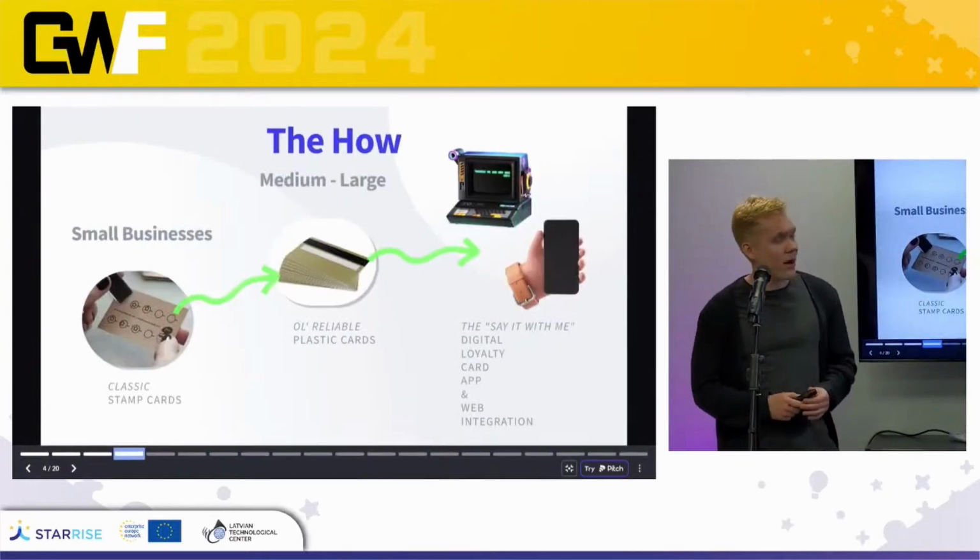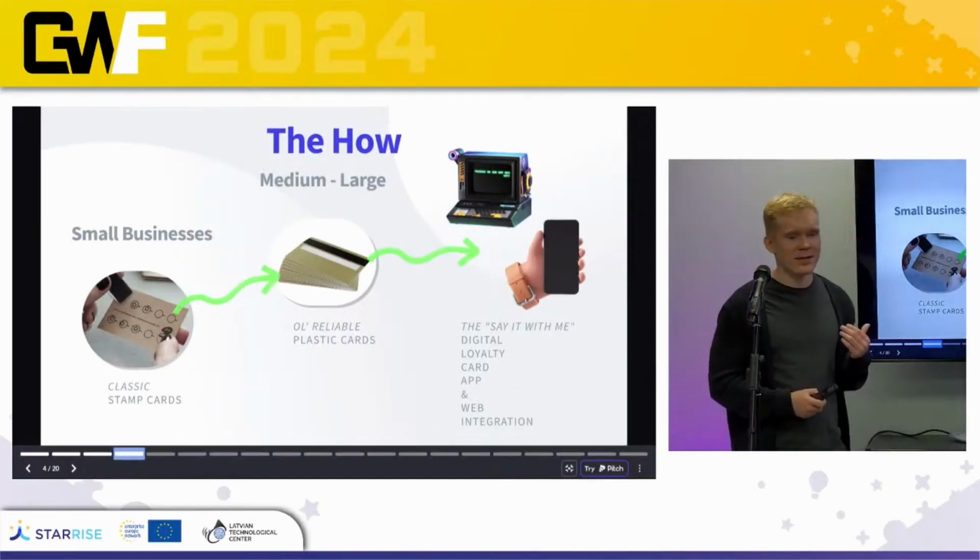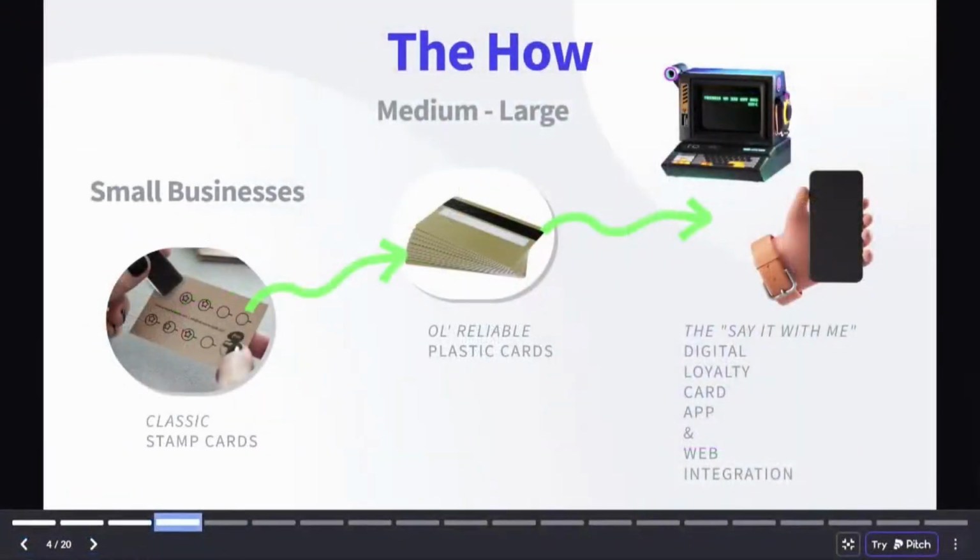So how are businesses building these loyalty programs now? The most basic level is the one you've probably seen in coffee shops or hairdressers, where they have these little cardboard cards where they do stamps. That's the basic level of gamification you can do.